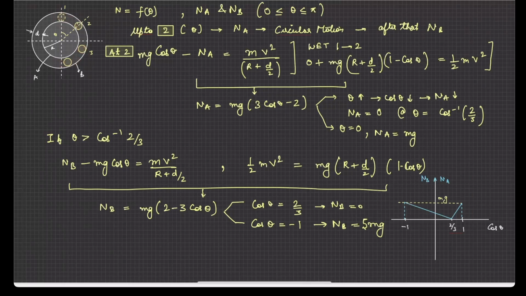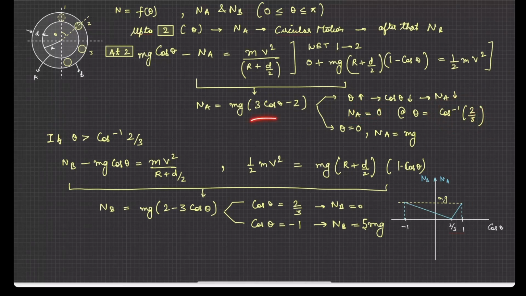And we have been asked to find out N as a function of theta. We found both NA and NB as a function of theta. And we have been asked what the range will be between 0 and pi. So this is what we have found out: at theta equal to 0 it will be there. At theta equal to cos inverse 2 by 3, this NA will become 0.